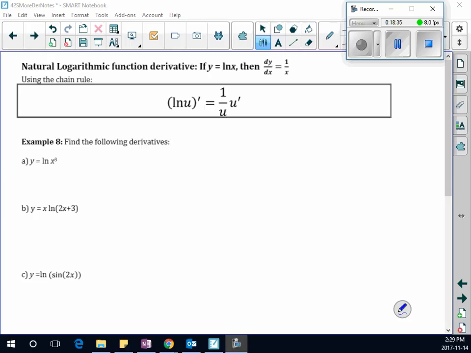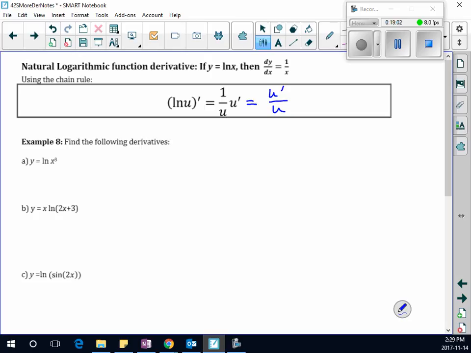Okay, so now the next new derivative that you have to memorize is the derivative of a logarithm is 1 over x. And so if it's with the chain rule, it's 1 over u times u prime. So this could also be u prime over u, so it's more simplified. Okay, so how could we do y equals ln x to the power 3?